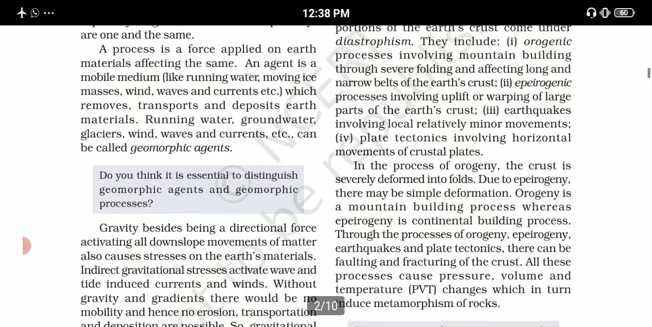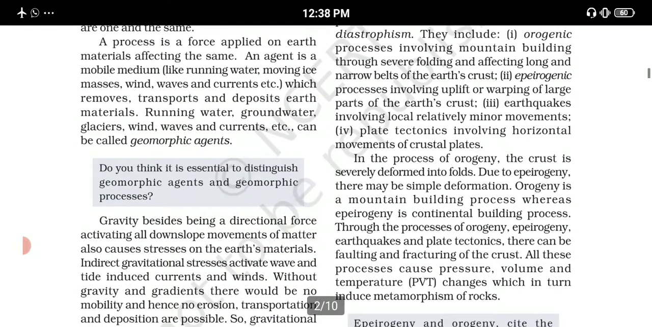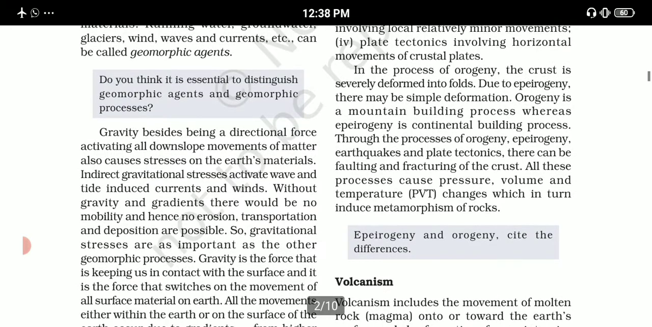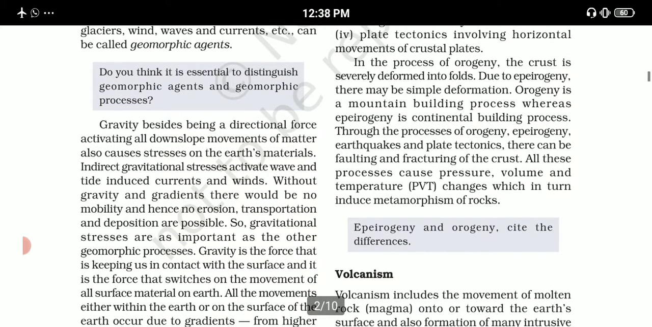Now gravity is also playing a good role, and it also causes movement of earth material. Indirect gravitational stresses activate waves and tide-induced currents, gradients, currents and winds. Without gravity and gradients, there would be no mobility and hence no erosion, no transportation and no deposition possible. So gravitational stresses are important in the geomorphic processes, and gravity is the force that keeps the particles in contact with the surface and also provides the movement.